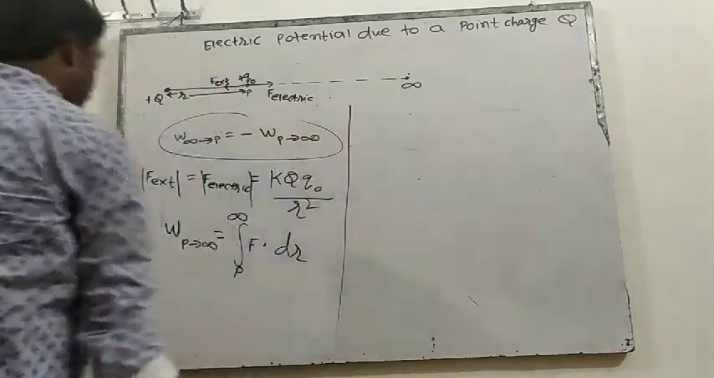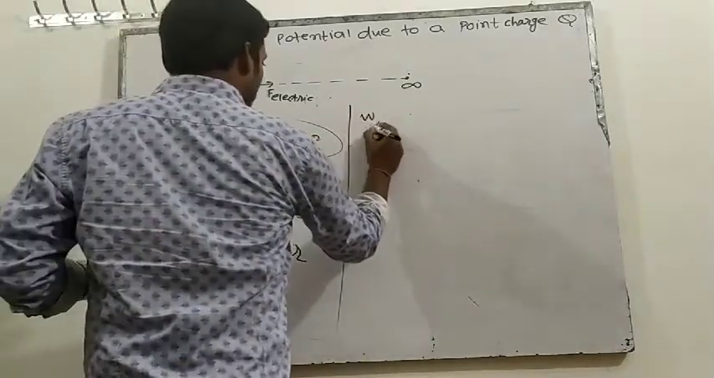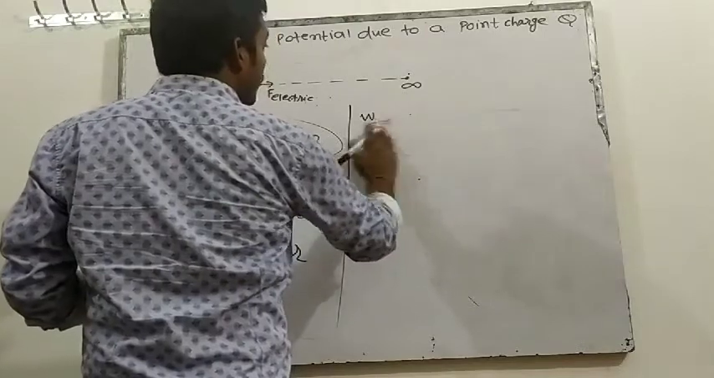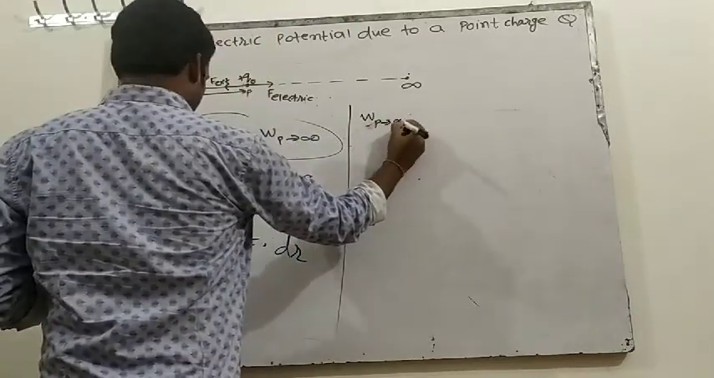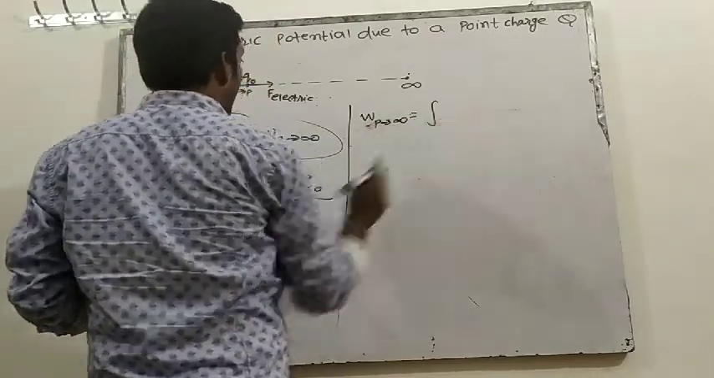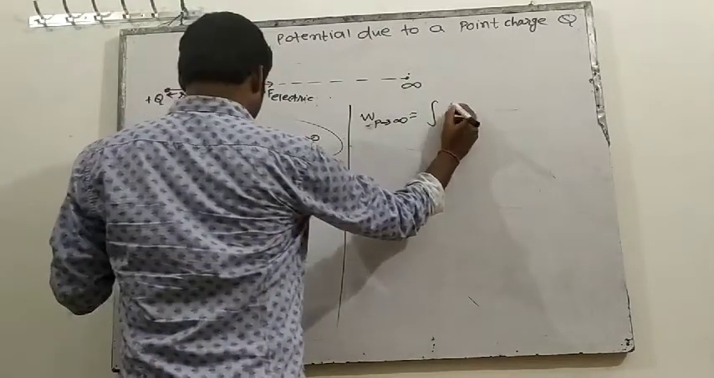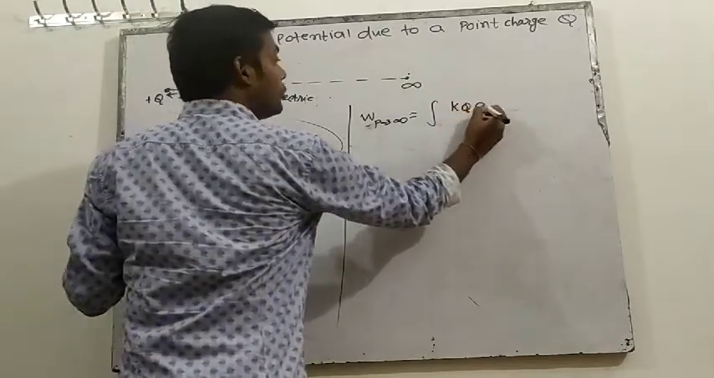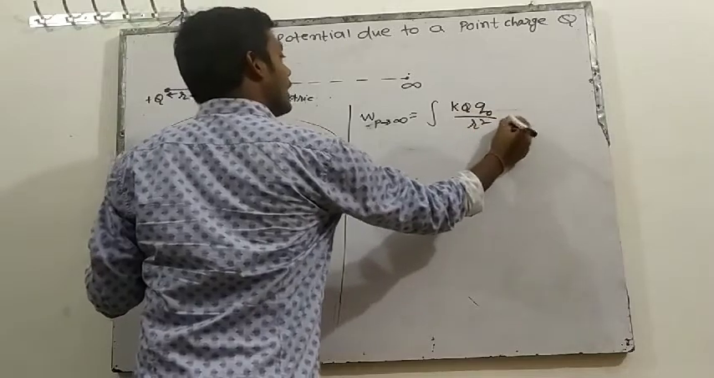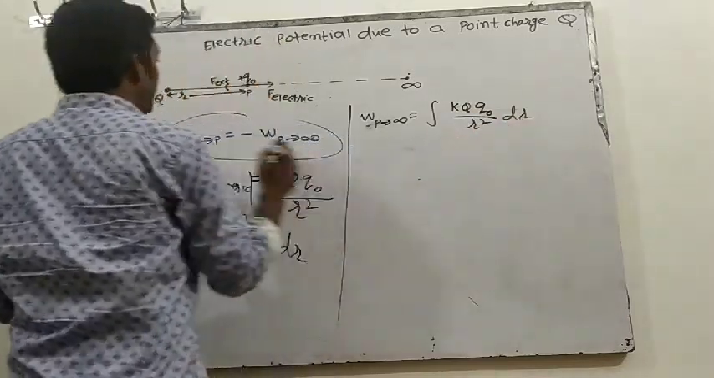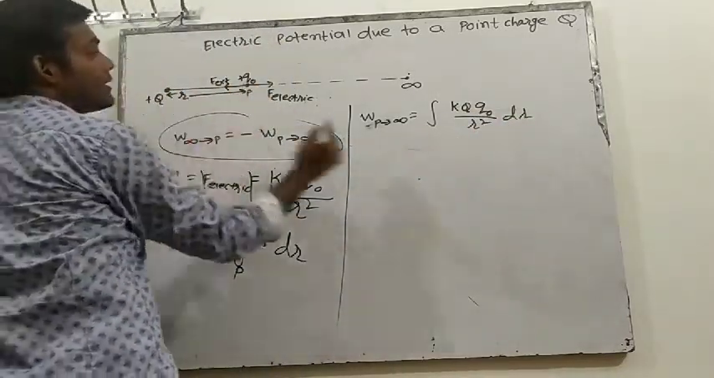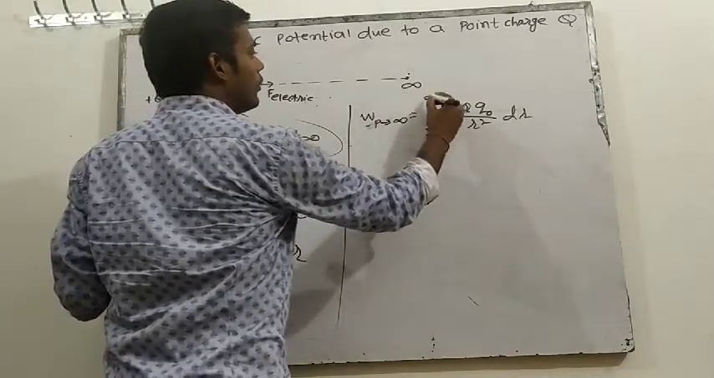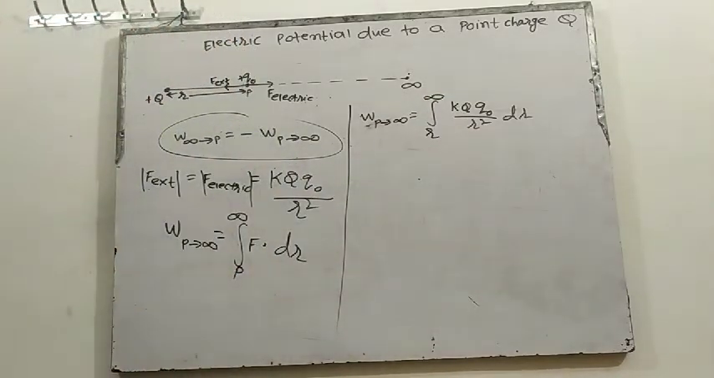Clear? Can we calculate? Yes. Work done from P to infinity will be equal to the integration of F, which is how much? K Q1 Q2 by R square dr. And this will go from P, which is at a distance R. So it will be from R to infinity. Clear?